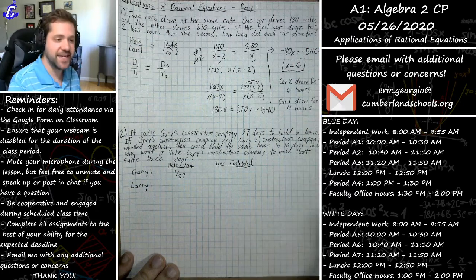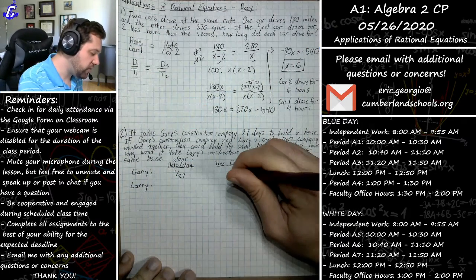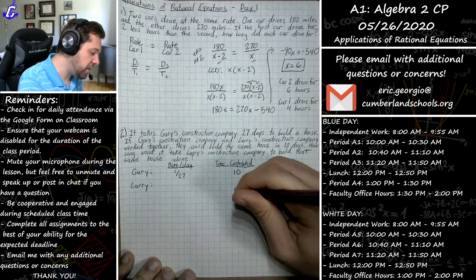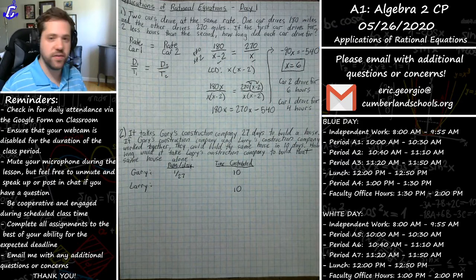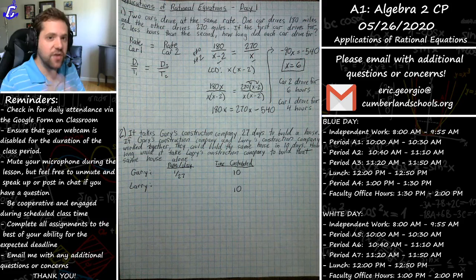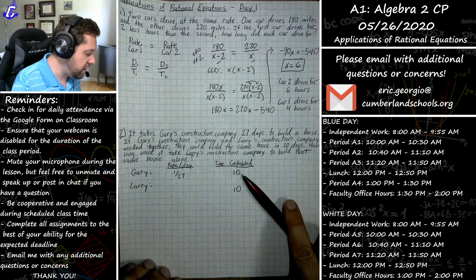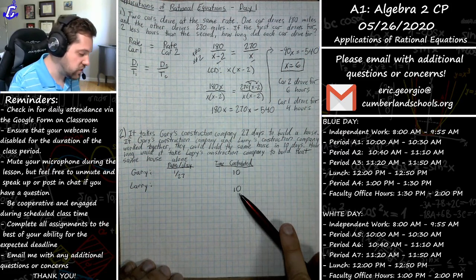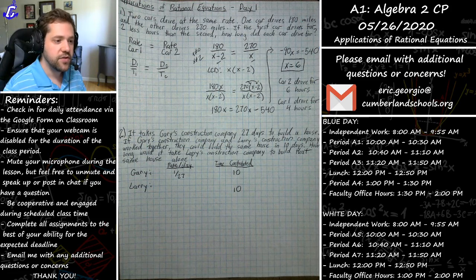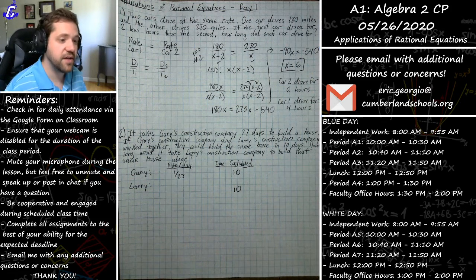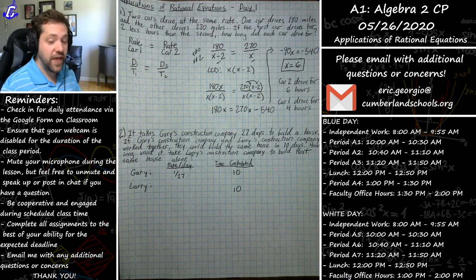Okay. It then says if Gary's construction company and Larry's construction company work together, they could build the same house in 10 days. So their time contributed for both of them, if they're both working together, they could get the house done in 10 days. So I would say they're both working together for the entirety of 10 days. If Gary contributes 10 days and Larry contributes 10 days, then the house gets done. So how long would it take Larry's construction company to build that same house alone? That's what we don't know.